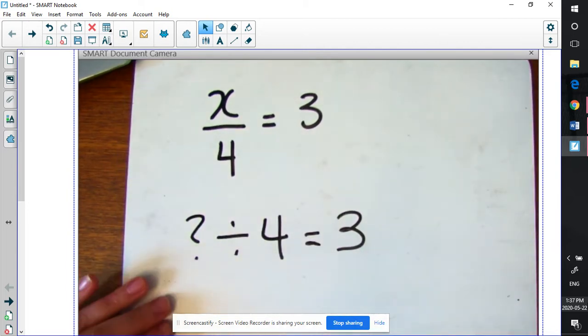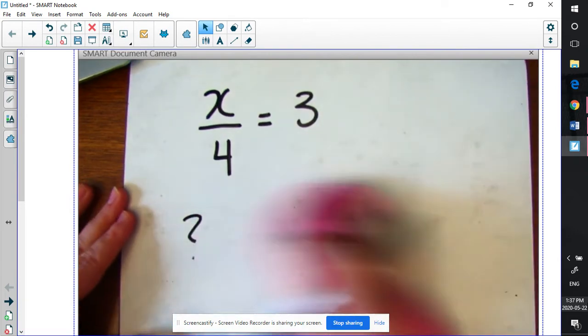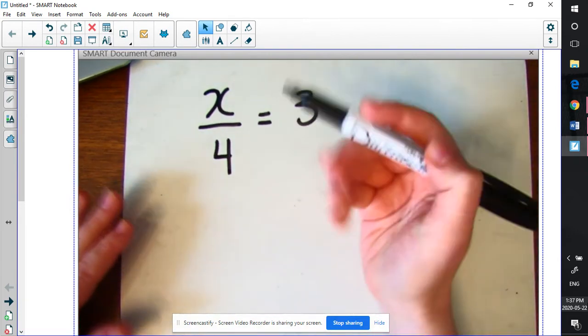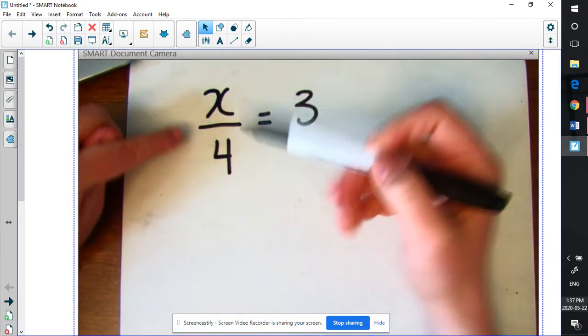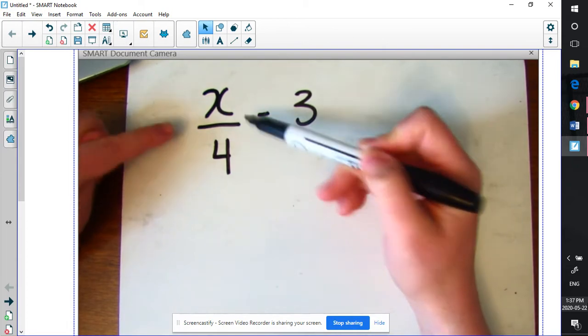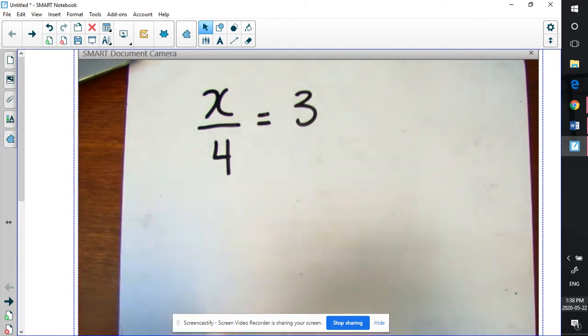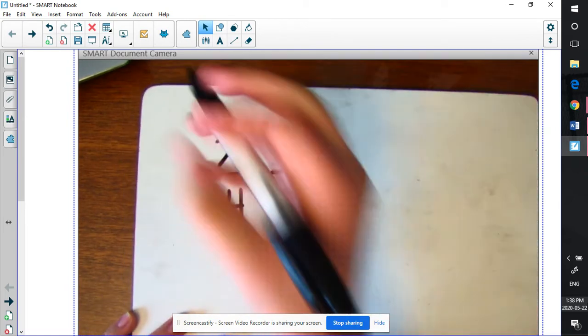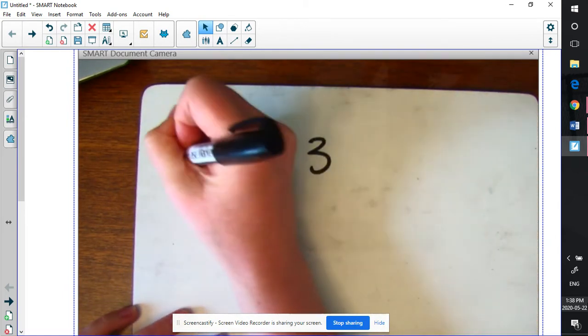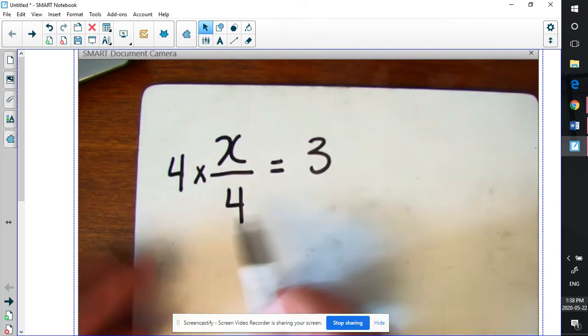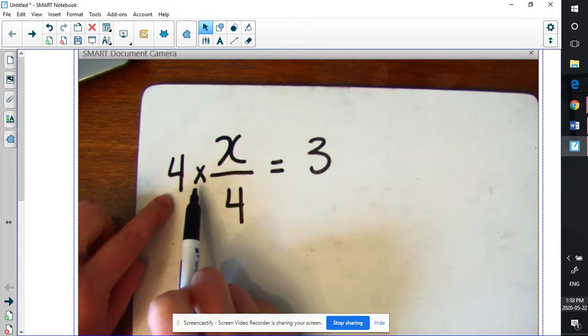So maybe you've already got it. If not, that's okay. Let's use opposite operations. So x over 4, when there is this line and then a number underneath, that means division. So this means x divided by 4. The opposite of dividing is multiplying. So what we're going to do is multiply by 4. And you write it on the left side just like this.